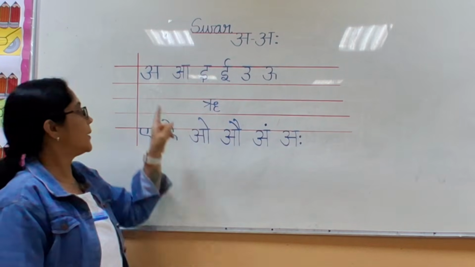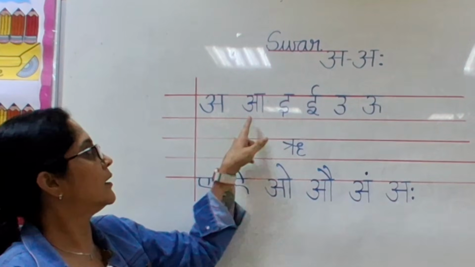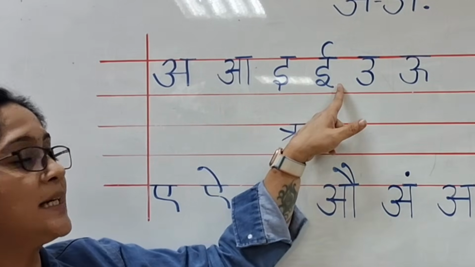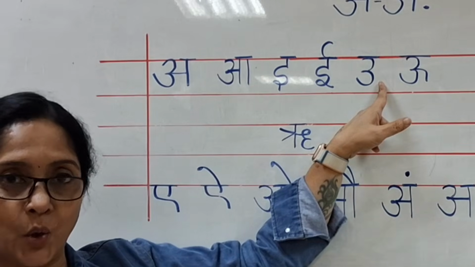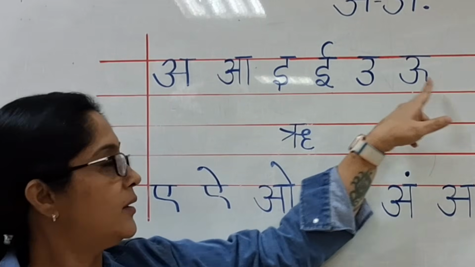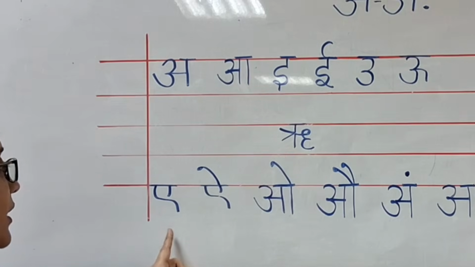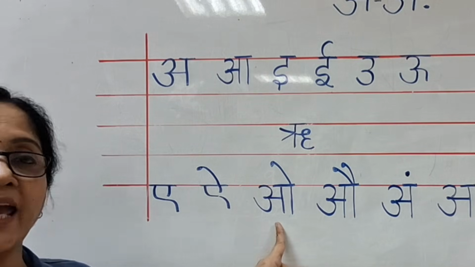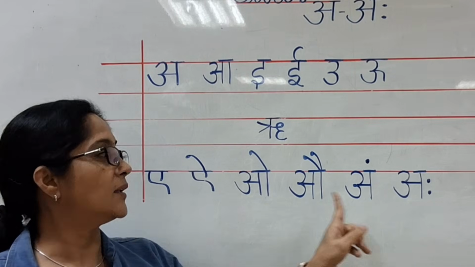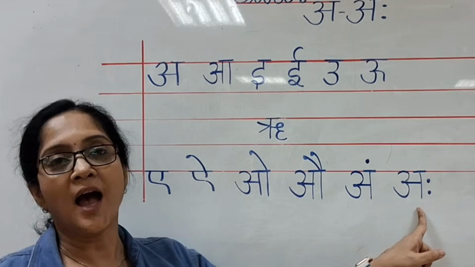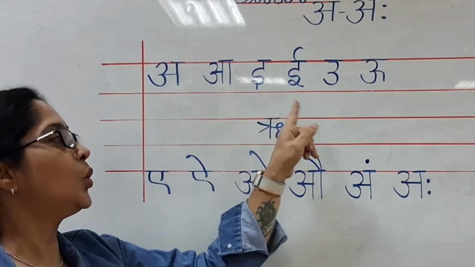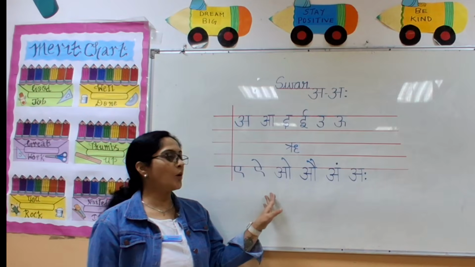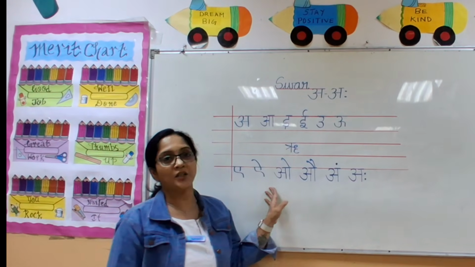Come on, let's repeat. A से अनार, A से आम, I से इमली, I से ईख, U से उल्लू, U से ऊल, ऋ से ऋषि, E से एड़ी, A से ऐनक, O से ओखली, O से औरत, अंग से अंगूर और आहा. A, I, U, ri, e, o, aha.